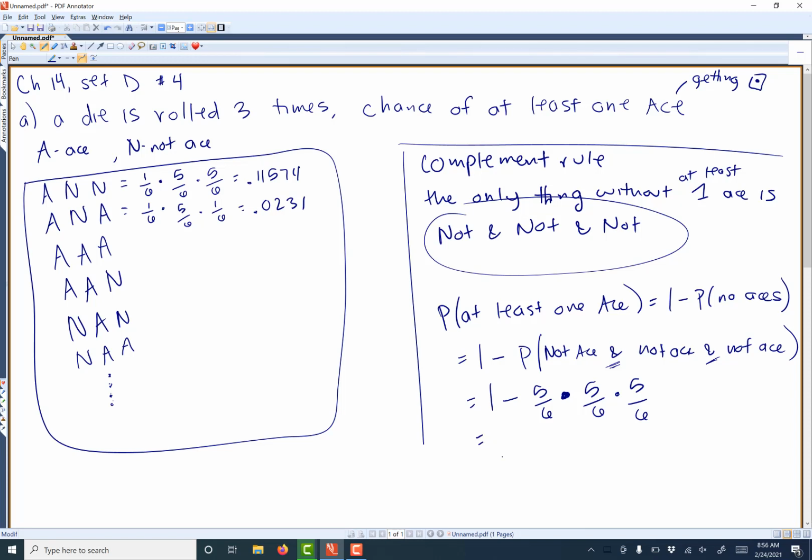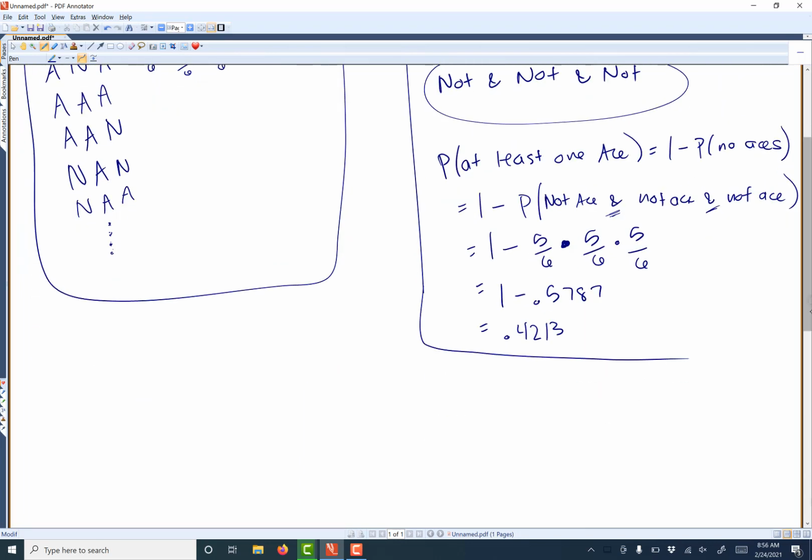So let's see, this will be 1 minus 0.5787. So this will be 0.4213. So that's how you use the complement rule. Okay, because you could try and do it the other way, but you have to list out so many possibilities, it's going to take you forever. So we use the complement rule.